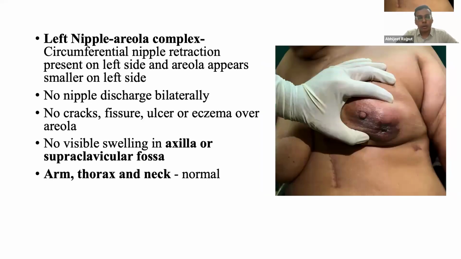In the left nipple areola complex, there is a circumferential nipple retraction present on the left side, and the areola is relatively smaller on the left side. There is no history of nipple discharge bilaterally. There is no visible nipple discharge bilaterally, no cracks, fissure, ulcer, or eczema over the areola, no visible swelling in the axilla or supraclavicular fossa, and arm, thorax, and neck examinations are also normal.